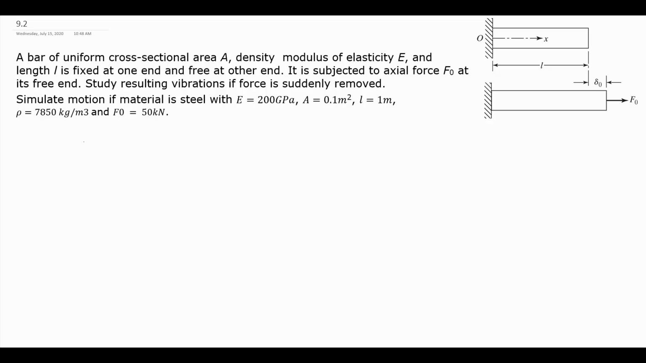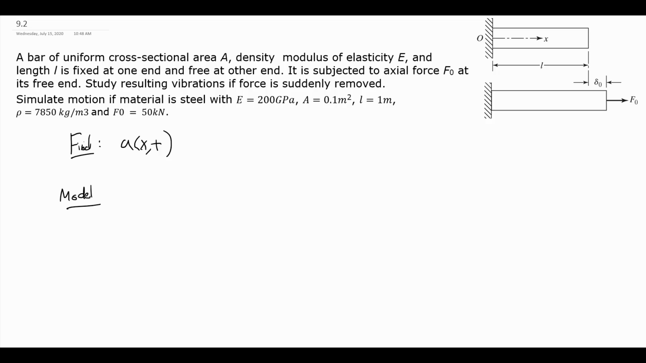We want to find the response of the bar, which we are going to call u of x and t, the horizontal displacement from each point's equilibrium point at all points in space and all points in time. So we're going to need to start with the model of this system.